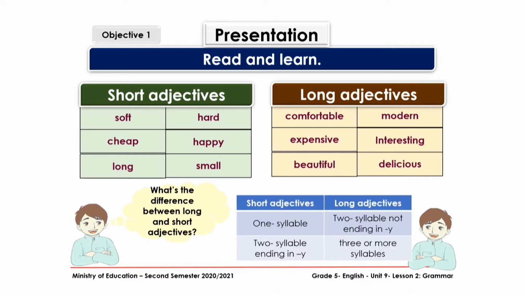Short adjectives are words of one syllable or two syllables ending in Y. For example, soft or happy. However, long adjectives are words of either two syllables not ending in Y or three or more syllables. For example, modern or interesting.